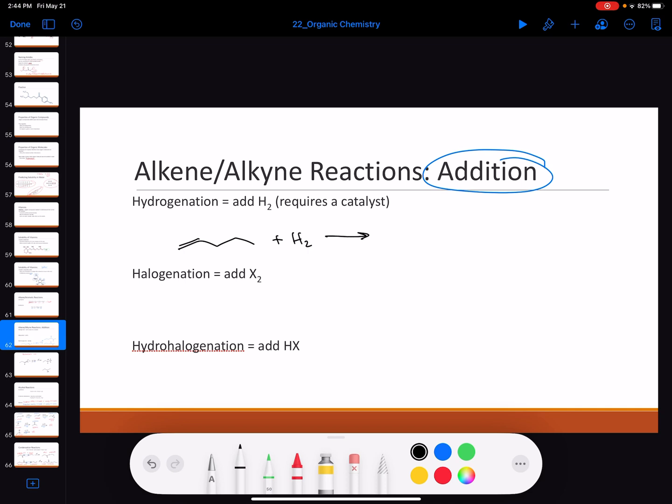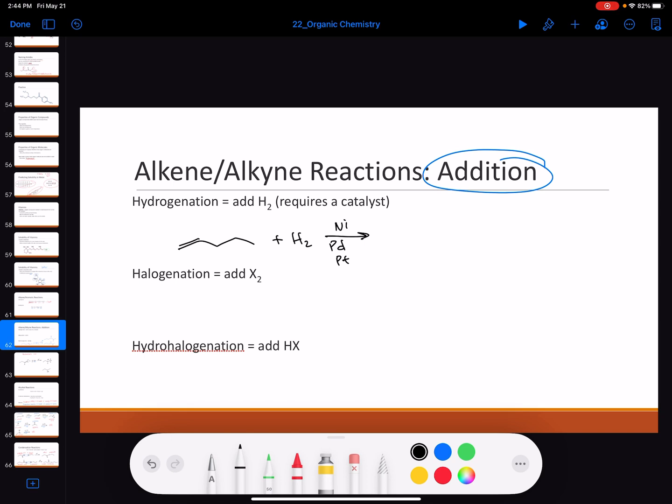It typically requires a catalyst, so that catalyst would often be nickel, it could be palladium, it could be platinum. So you'll typically see one of those things above or below the reaction arrow, just saying that you need that in order for the reaction to take place at a decent speed.